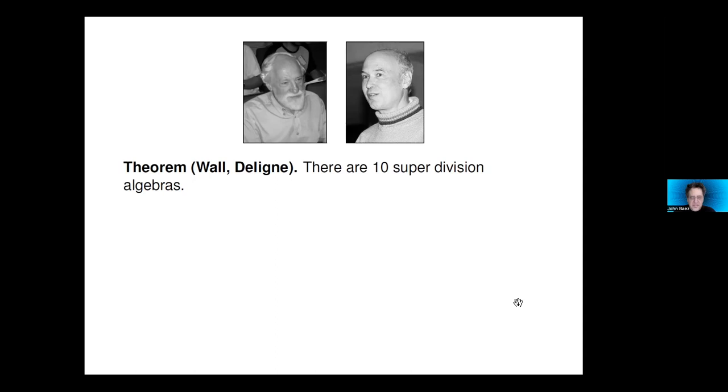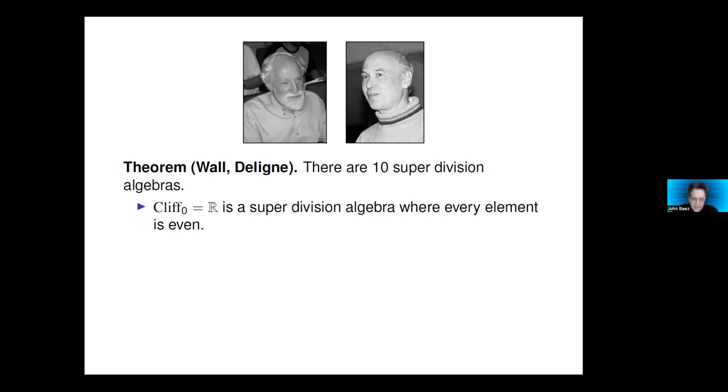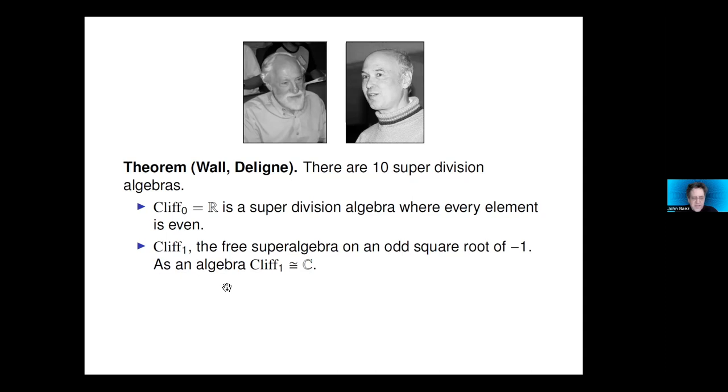So amazingly, they are all Clifford algebras. Well, Clif 0 is a very boring Clifford algebra. It's just the real numbers. And I'm going to treat it as a superdivision algebra where every element is even. Clif 1, now we're starting to get into some actual exciting Clifford algebras, but not all that exciting. What we're going to do is take the real numbers and throw in a square root of negative 1. That sounds awfully like the complex numbers. Yes, it is the complex numbers, but we're going to throw in an odd square root of negative 1. That is, we're going to treat i as an odd element of our superalgebra. So this is the complex numbers, but where the imaginaries are odd.